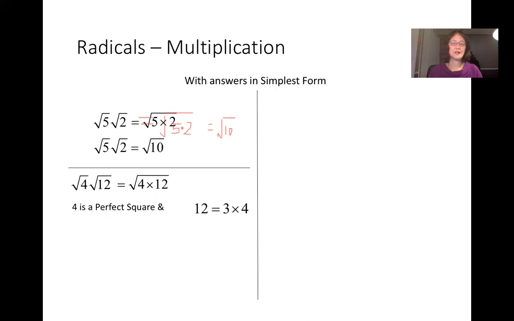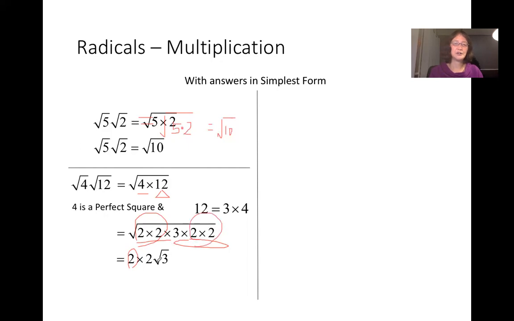Okay. Because 4 is a perfect square, we can write down further, dividing 4 equal to 2 times 2, and 12 equal to 3 times 2 times 2. We can write down here. Okay, so 4 multiplied by 2 under the square root is 2. This part is 2. Okay, and this part is also 2. We only have square root of 3 left. Okay. This is the final result.